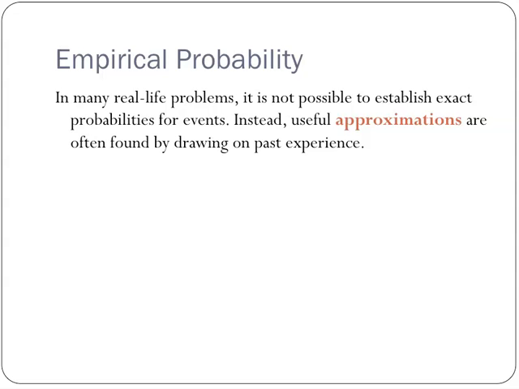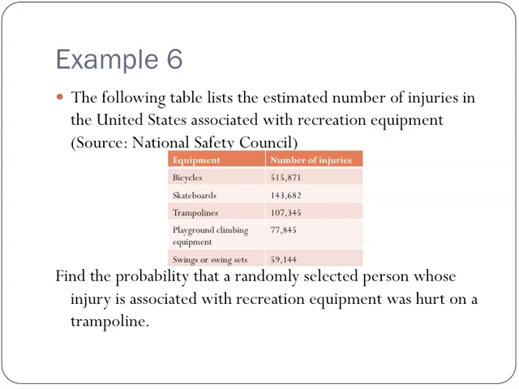So here's an example. The following table lists the estimated number of injuries in the United States associated with recreation equipment. Okay, so something like this, you wouldn't be able to come up with probabilities unless you had information from the past. And you can use that information from the past to come up with probabilities, but you know that these are what we call empirical probabilities because we're using information from the past, we're using data in order to come up with these probabilities. Whereas with the cards, we know exactly how many cards are in the deck, and we know we can calculate the exact probability. We call that theoretical probability.